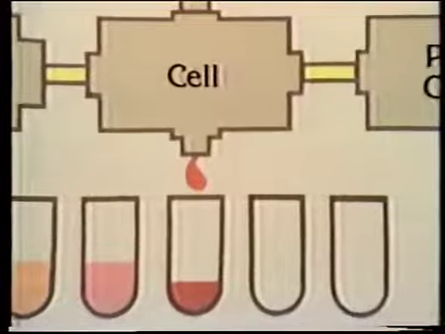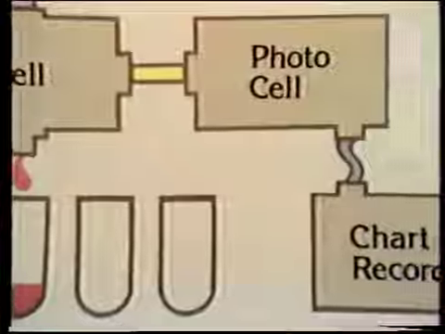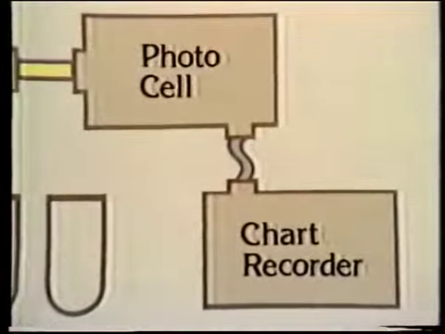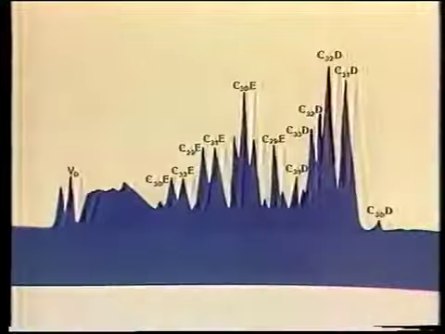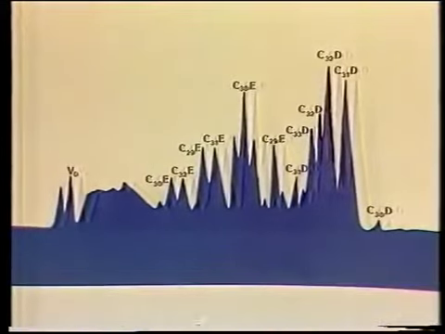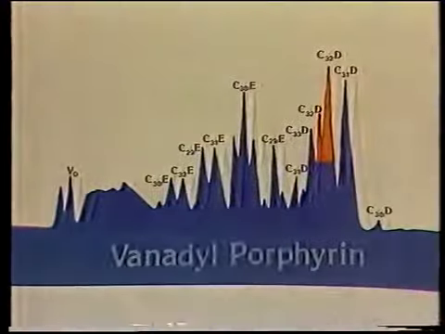And as those components leave the column, a beam of light passes through them to a photoelectric detector cell. The signals from that cell produce a trace on a chart recorder. And this is one of those traces, and it can be used to identify individual components. The red pigment from our oil corresponds with this peak. It's a vanadyl porphyrin, a complex organic molecule with a vanadyl group in the center.